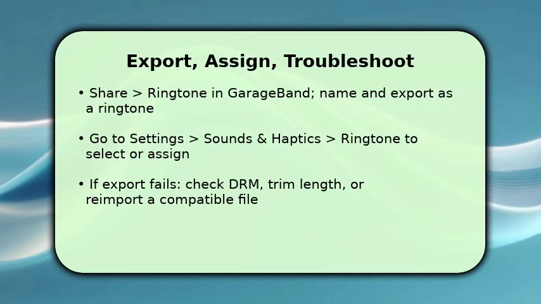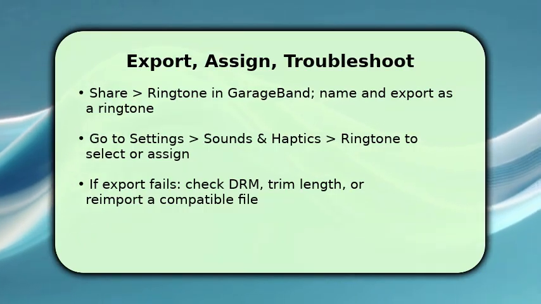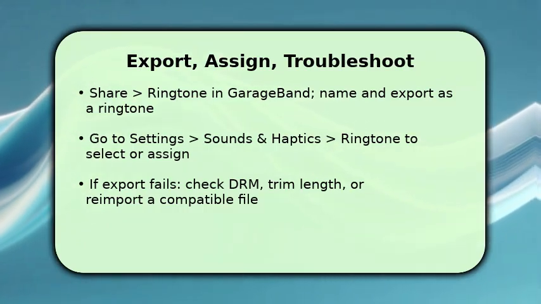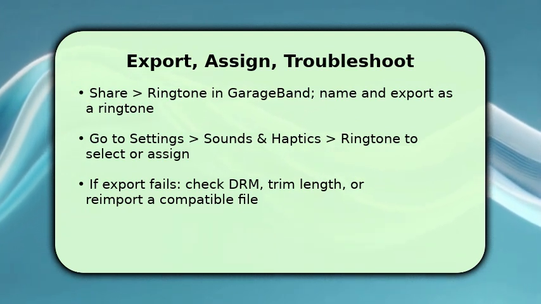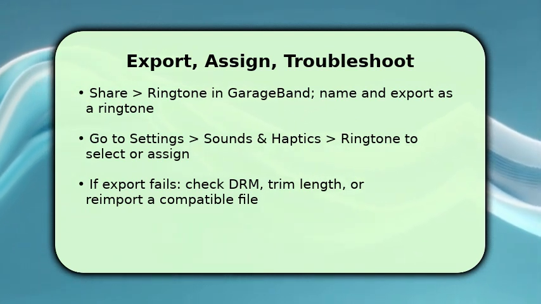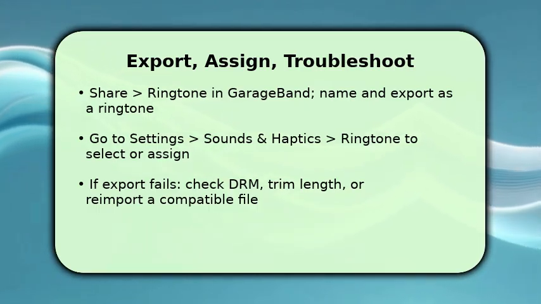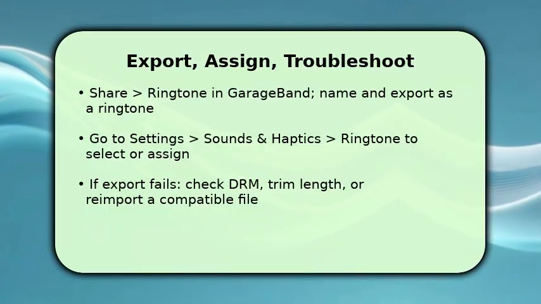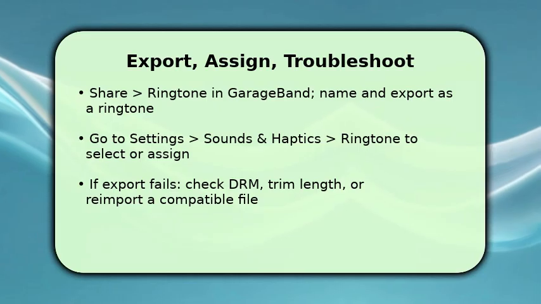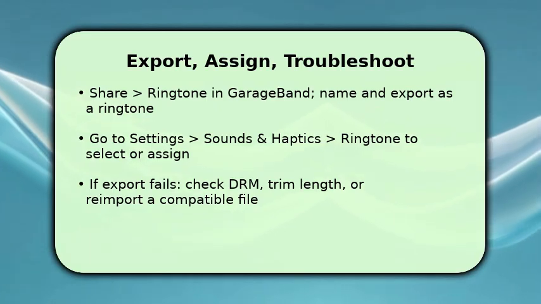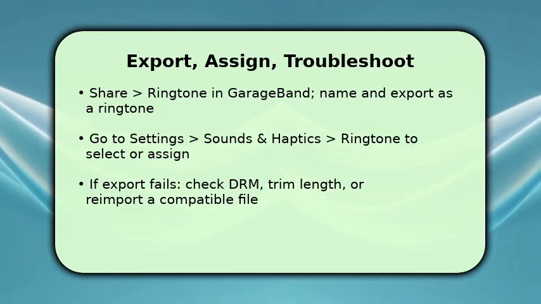Finish by exporting and applying the ringtone. In GarageBand, tap the project menu, choose Share, then Ringtone, give it a name and tap Export. After export, iOS offers you Sound as, or you can open Settings, Sounds and Haptics, Ringtone to select it or assign it to a contact. If you can't export or the ringtone isn't available, make sure the source track isn't DRM protected, confirm it's under 30 seconds, and re-import a compatible file. That fixes most problems.